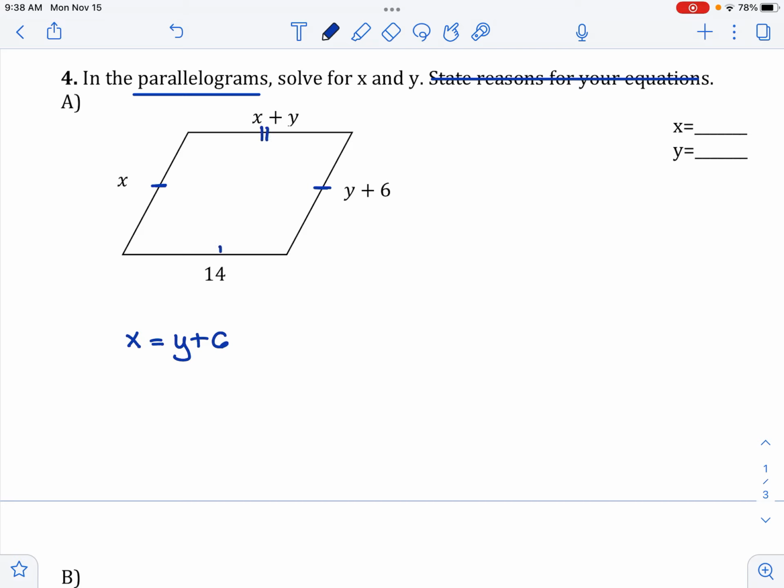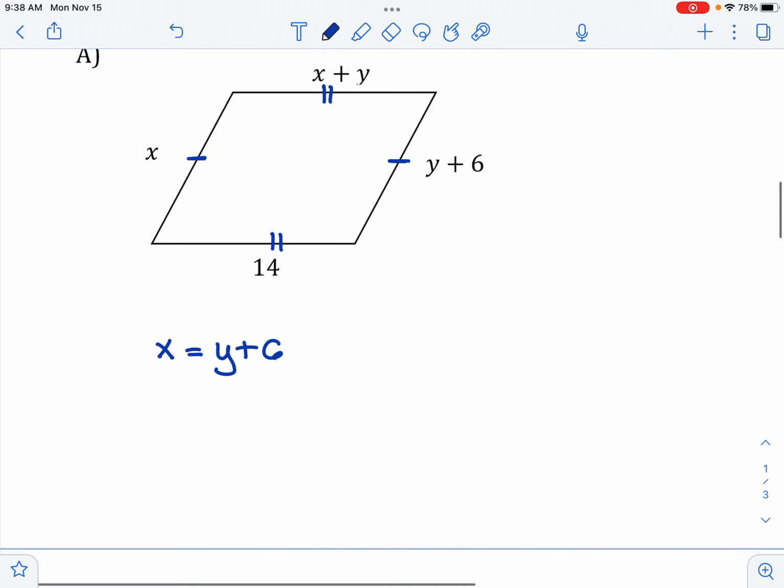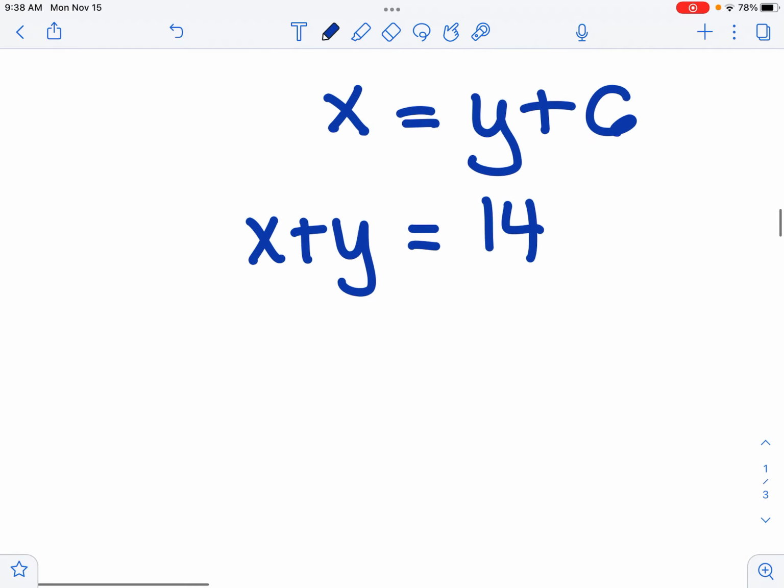So now I'm going to look at my other equation. That has an x and a y in it also. So whenever that happens, you're going to write both down. x plus y equals 14. This is called a system of equations. It's when you have two equations with two variables. To solve a system of equations, we can either use substitution or elimination. In this case, we're going to use substitution.